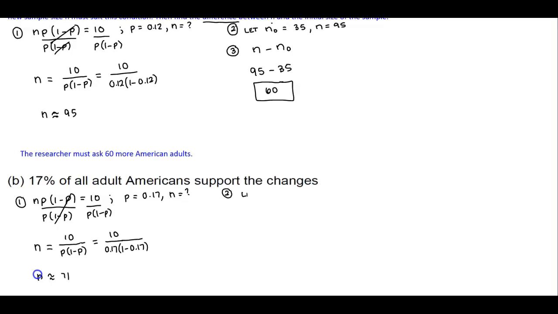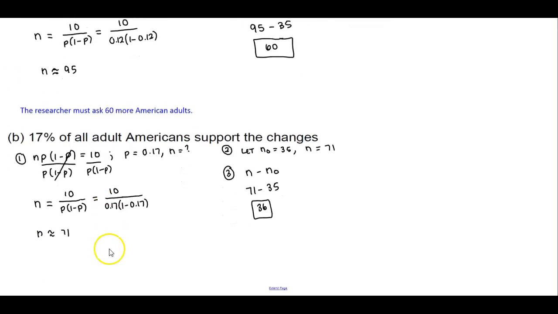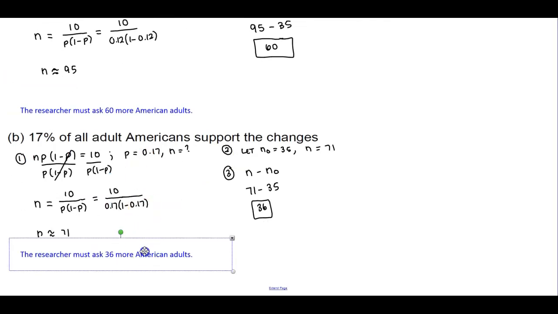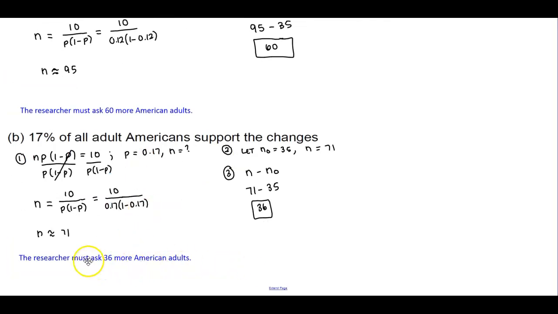Just like in the previous part, we're going to let the initial size again equal 35 from the question. And we know that the n that we found here is 71. Now we take the difference: n minus the initial. So we have 71 minus 35, which gives us a value of 36. And so we can say that the researcher must ask 36 more American adults.